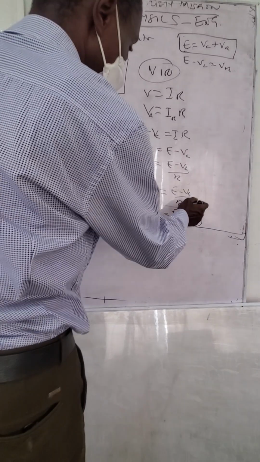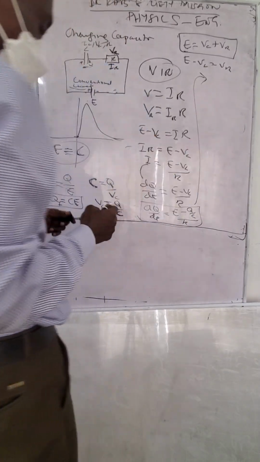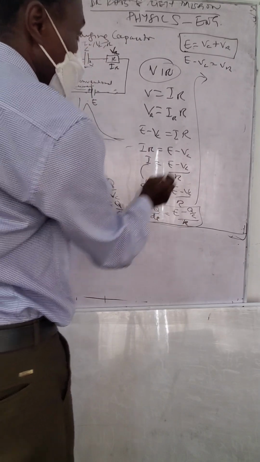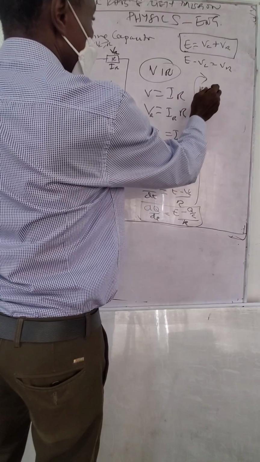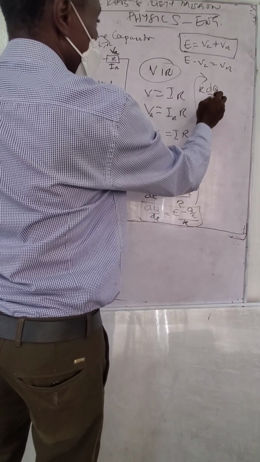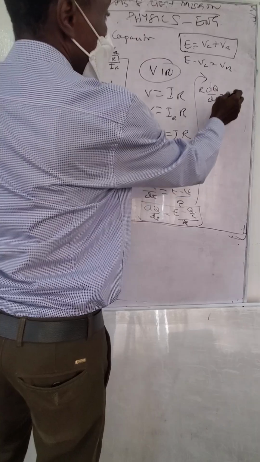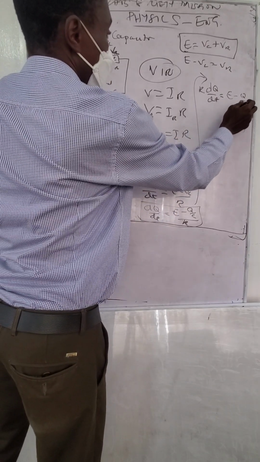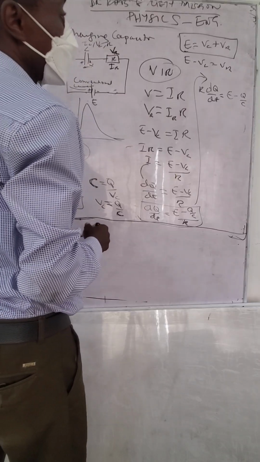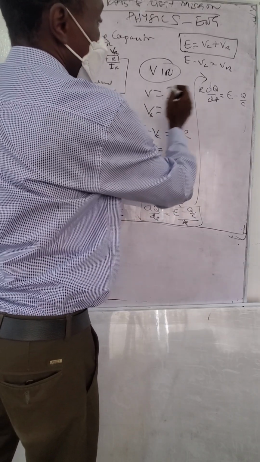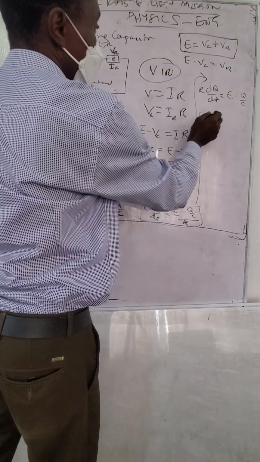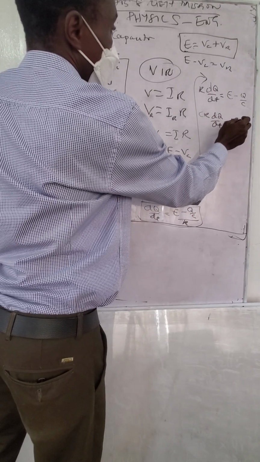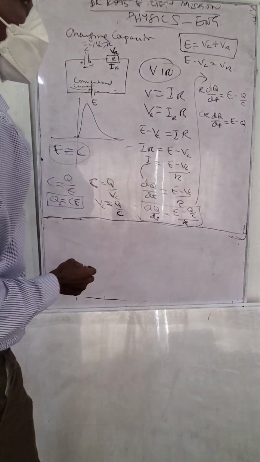Alright, so from here, let's go on. So we're going to have what? Let's simplify this equation. So R dq dt is equal to E minus Q over C. Right? Now let's get rid of the fraction. Let's multiply it by C. So we have CR dq dt is equal to E minus Q.